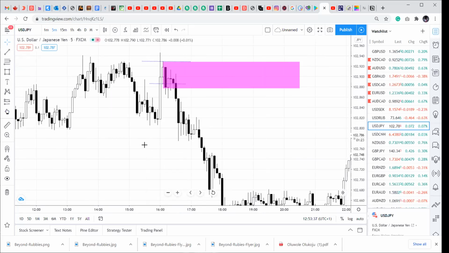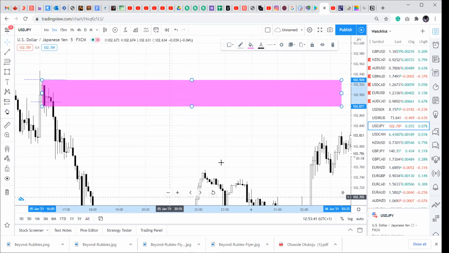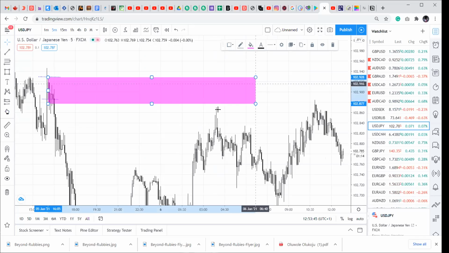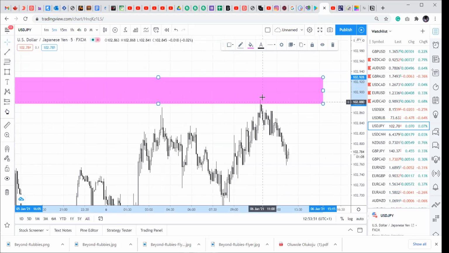Let's see. It was close at this point, but it didn't get to that point. It was very close. It didn't get there. Boom. It got there. Can you see? It just touched it a bit. For some people, I gave you a sell trade here.